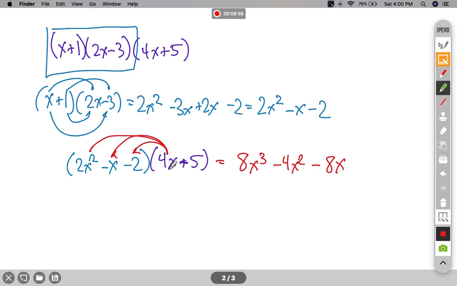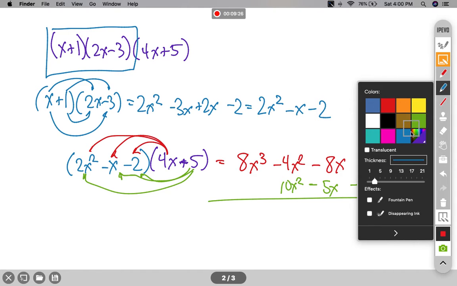Now I'm going to come and distribute my 5. So I'll go 5 times the 2x squared is going to give me 10x squared. You notice I line it up with the x squared. I'm lining up my like terms. 5 times the negative x is a negative 5x. 5 times the negative 2 is a negative 10.